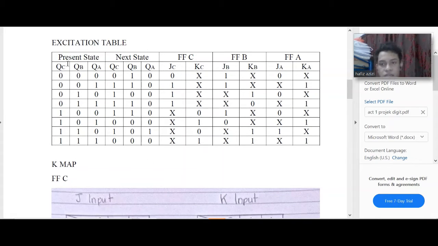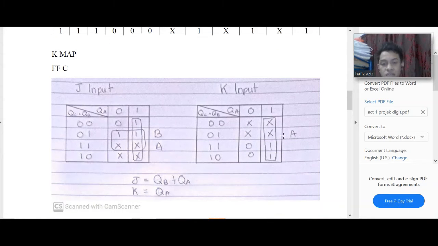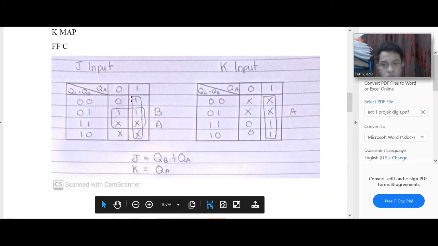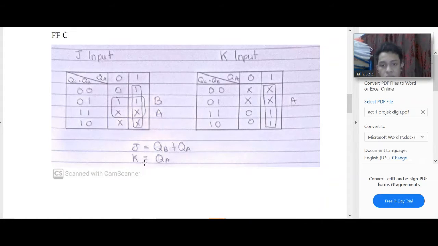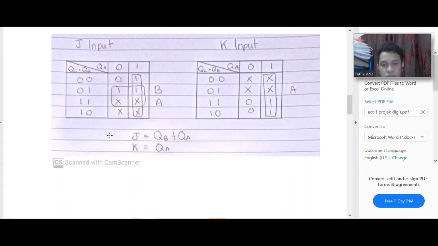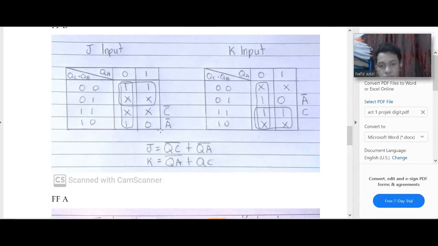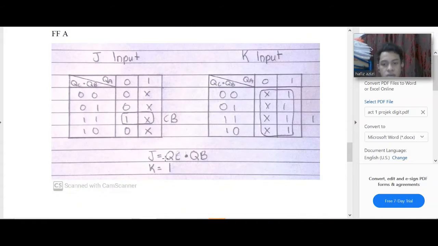Okay, after I finish my excitation table, I do Karnaugh map. Karnaugh map, first of all, is flip-flop C. Okay, there are two inputs, J input and K input. So I make a table and do it. So I circle the ones, the one output. Okay, and I get for J input is QB plus QA and K is QA. Okay, for flip-flop B, I get J input is QC bar plus QA bar and K input is QA bar plus QC. For flip-flop A, J input is QC multiplied by QB and K is 1.